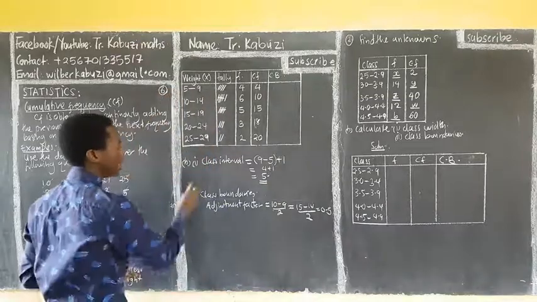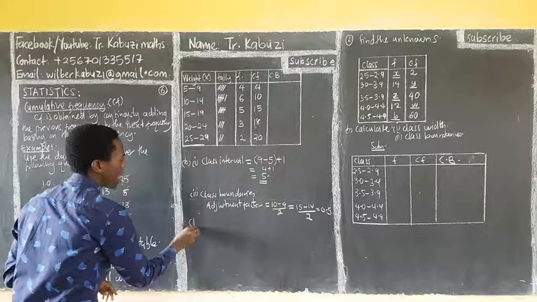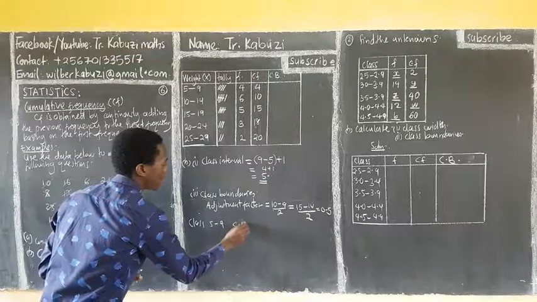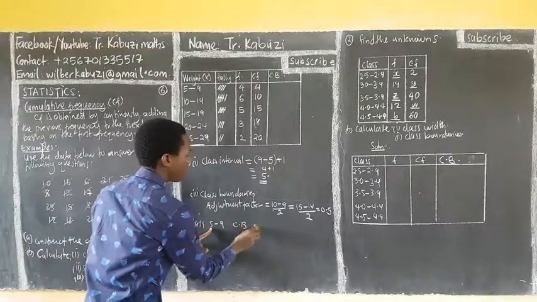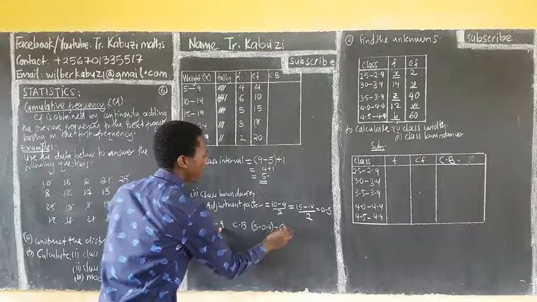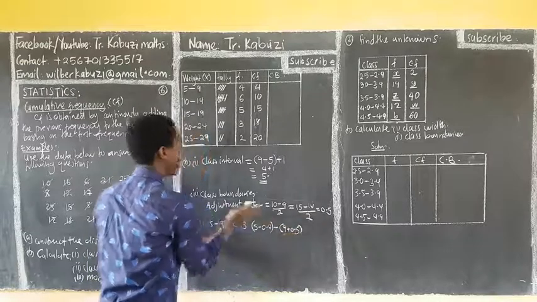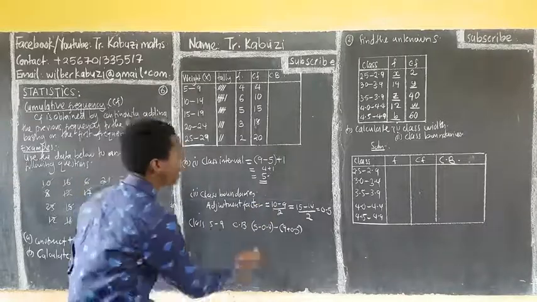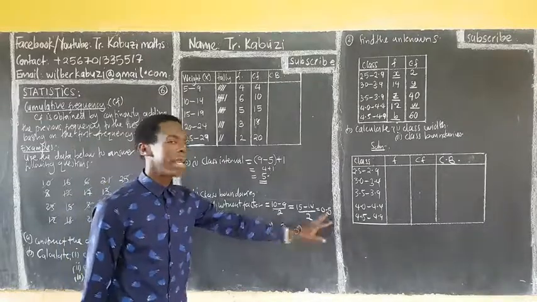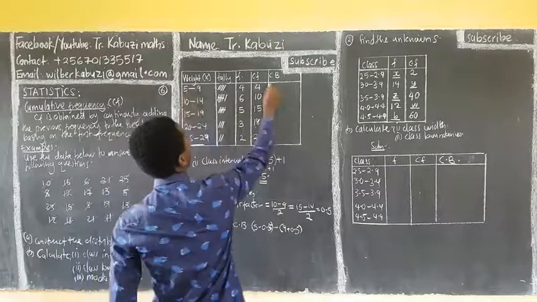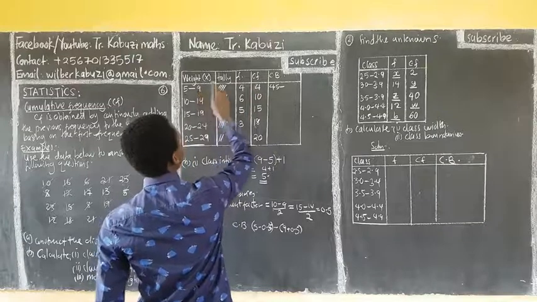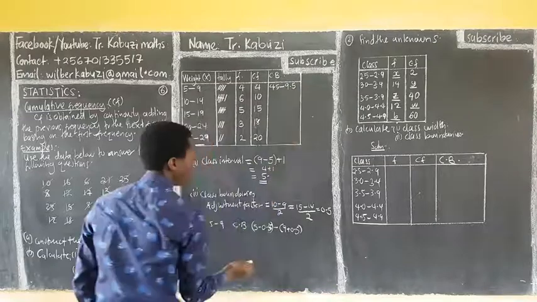We subtract now the first class boundary. So if we have a class of 5 to 9, then its class boundary is going to be 5 minus 0.5, then on the upper you add 0.5, the adjustment factor. You subtract 0.5 at the lower, then you add 0.5 at the upper, because it's what we put here. So when I subtract 0.5, I'm going to get 4.5. Then I add 0.5, which will be 9.5.